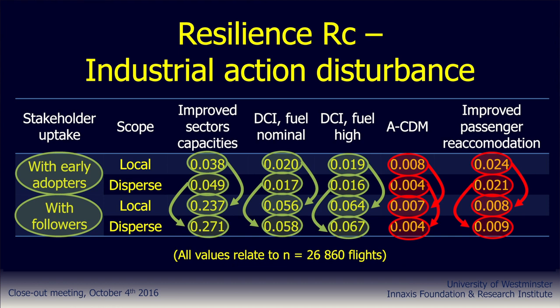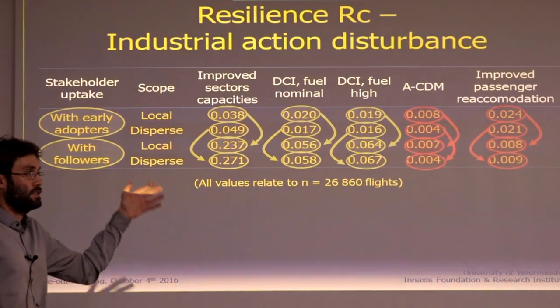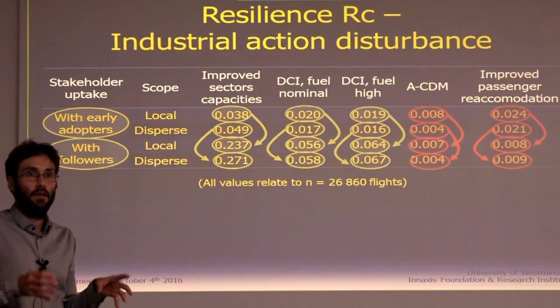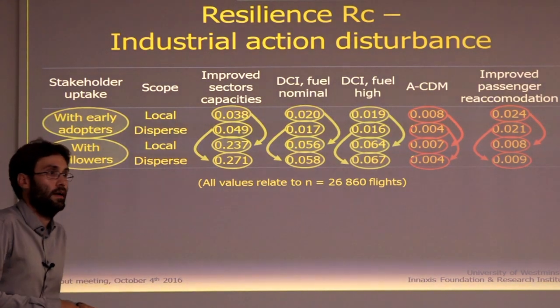For improved passenger reaccommodation, we have a little bit the same issue, but there is something else behind that we will be able to see once we look at the other disaggregated metrics, that we think justifies the fact that having a wider network operating this mechanism is not performing as well as when we have a smaller subset of planes, selected ones, applying the mechanism.